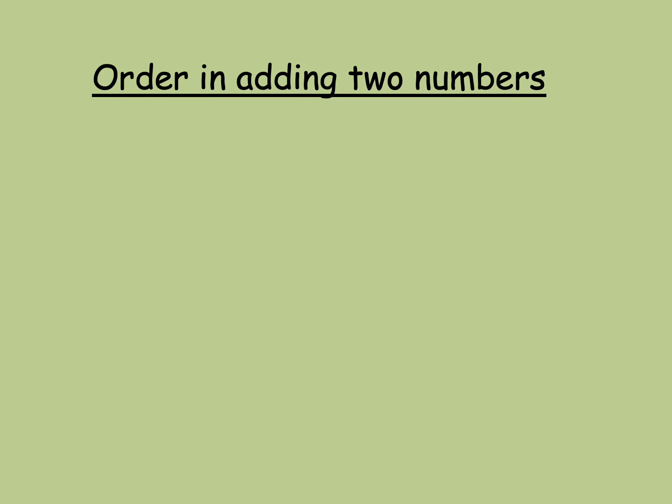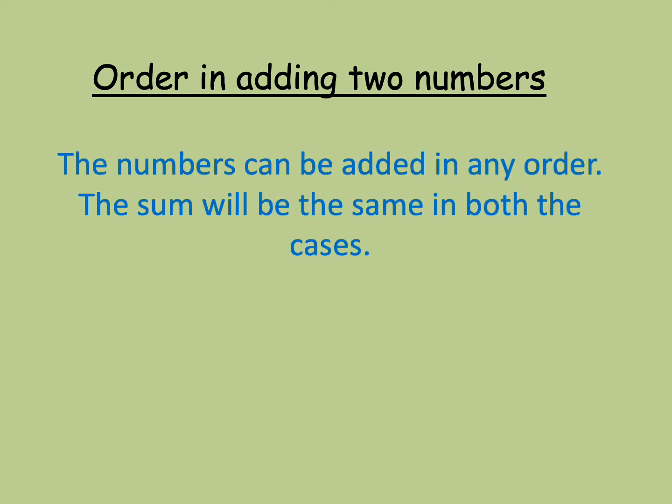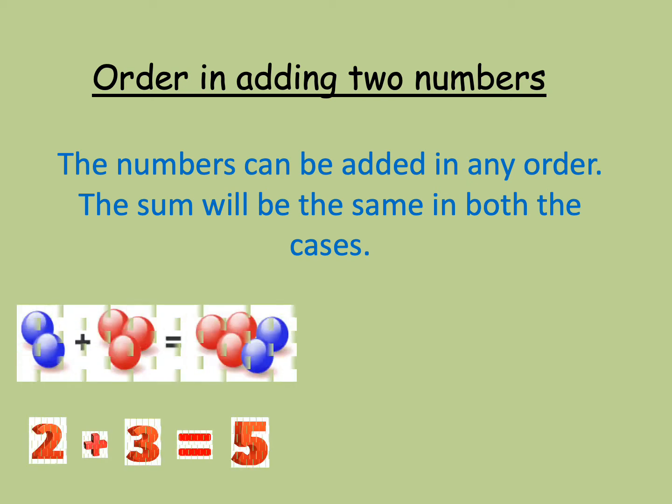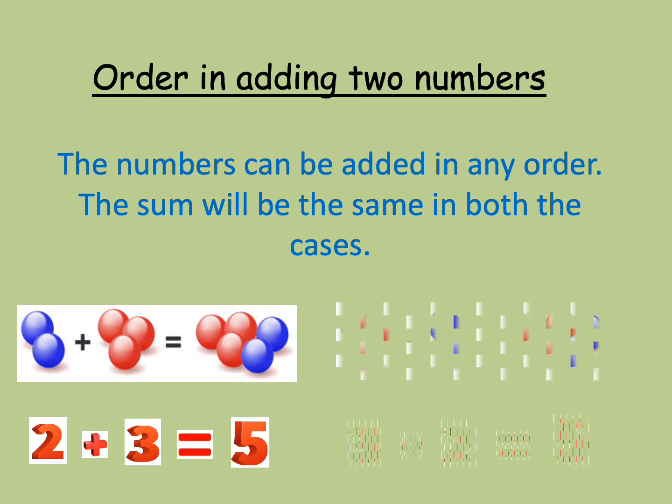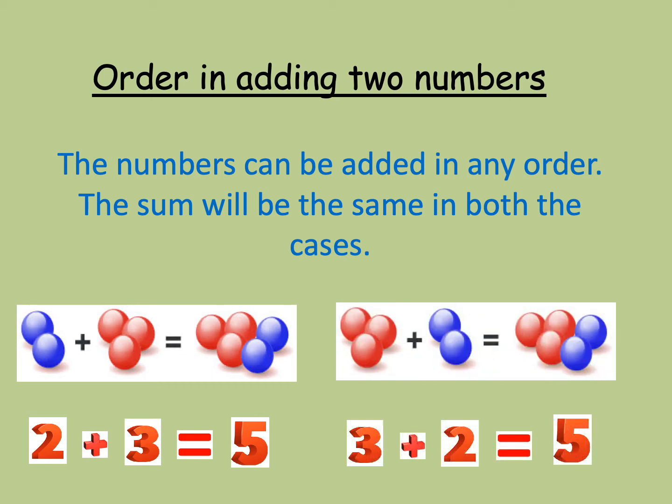The third property is order in adding two numbers. The numbers can be added in any order. The sum will be the same in both the cases. For example, 2 plus 3 is equal to 5. And 3 plus 2 is also equal to 5, which means even if we change the order of the numbers while adding, the sum does not change.